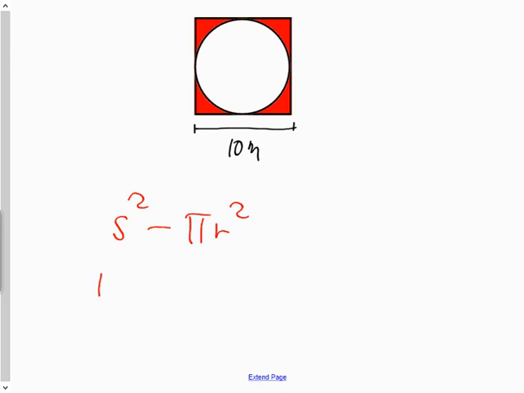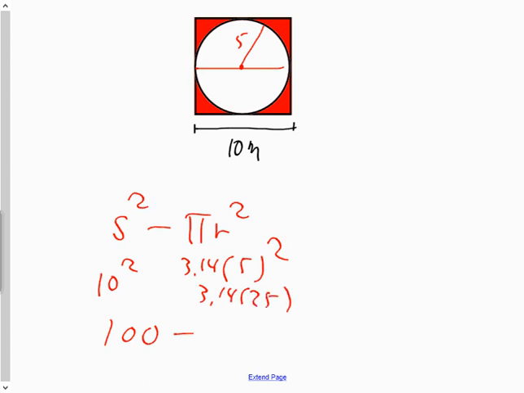So the area of the square is 10 squared, or 100 square meters. I won't put the meter squared, I'll just put 100. Take away the area of the circle, which is 3.14 for pi. Now, it appears that there's no measurements for the circle, but if this is 10, that 10 is also the diameter of the circle, which means the radius is 5. So the diameter is 10, then the radius is 5, so we're going to put 5 squared here, or 3.14 multiplied by 25, which is 78.5 square meters.